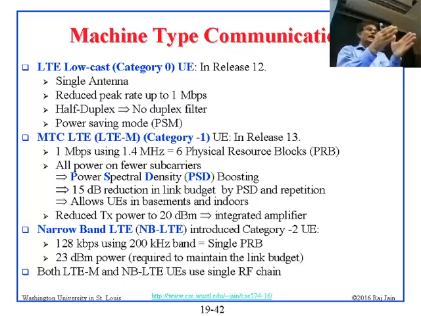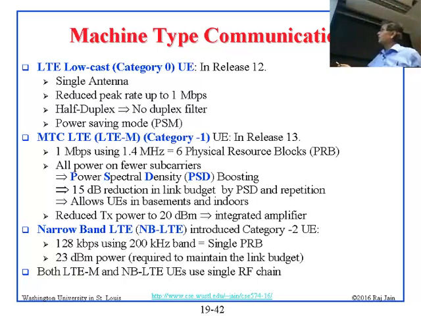Okay, and 1.4 megahertz only allows you 6 resource blocks. Remember, each resource block was 12 carriers, 12 subcarriers, right? 12 by some number of symbols, 7, right? So you can have only stacked up 6 of them, and it gets you to 1.4 megahertz.